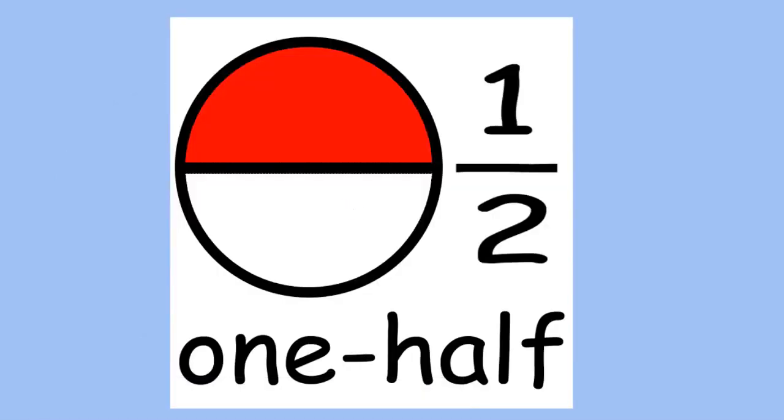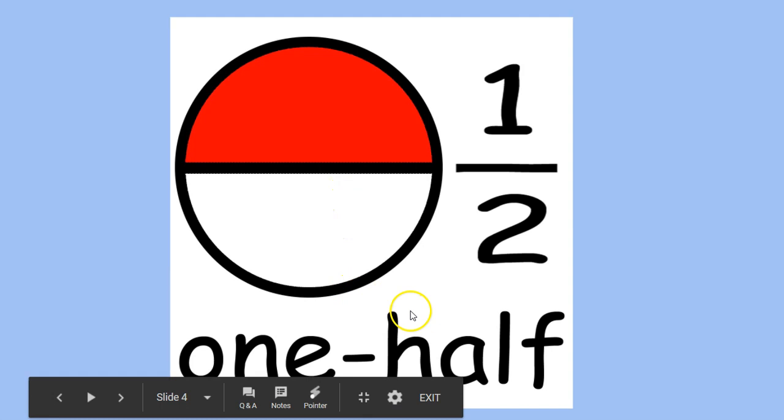The first fraction that we're going to work with is halves. When you cut a shape into half, you cut it into two equal parts. We write the fraction as a 1 over a 2. We call each piece of that 1/2. Notice that both pieces are of equal size.